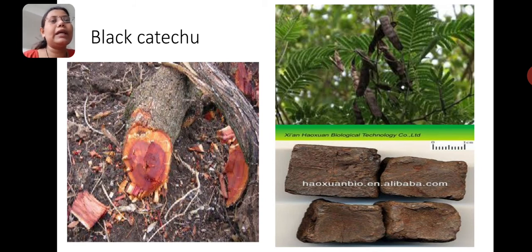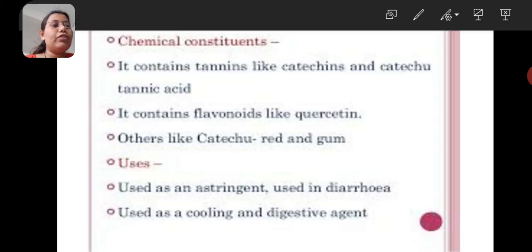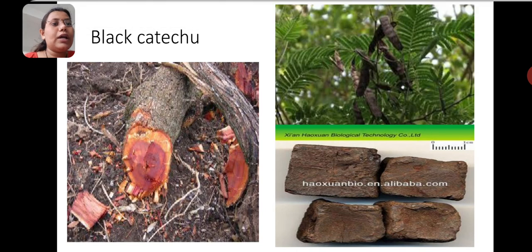Now this is the diagram of our black catechu. Black catechu plant is a large tree. It contains some pod-like structures. These are the fruits of our black catechu. These are pod-like structures, and the heartwood of this plant is used for the extraction of our drug. You can see here the image of the stem of our black catechu plant. The inside part of that stem is clearly dark reddish brown in color. This part is used for the extraction of our black catechu.